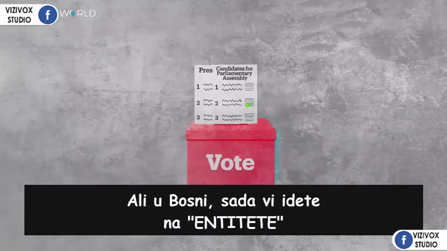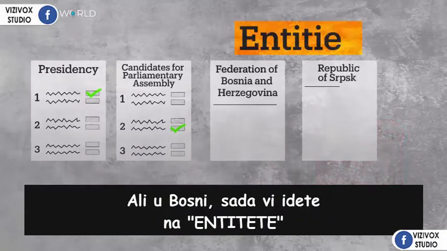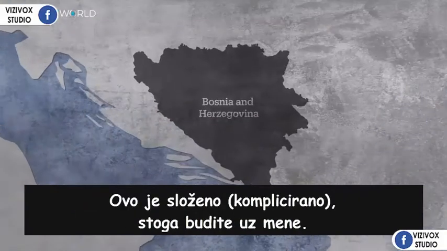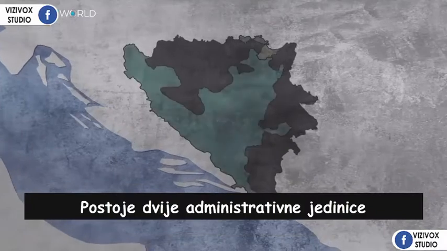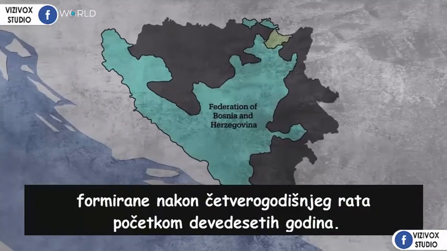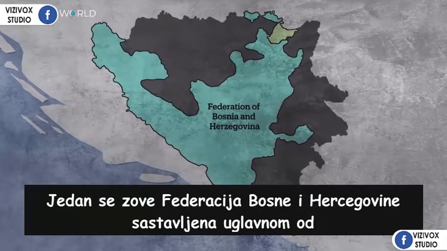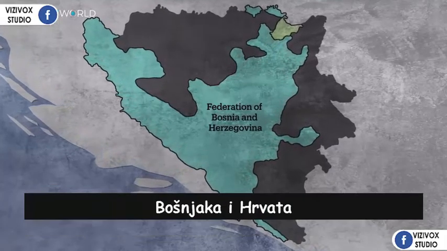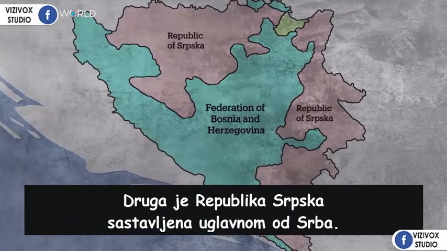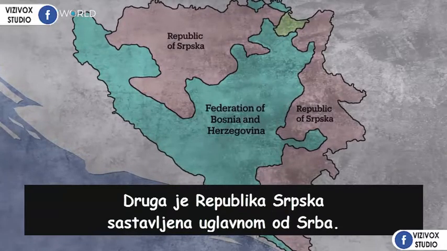But in Bosnia, now you're moving on to the entities. Entity is probably one of the most used words in the country. This is complicated, so bear with me. There are 2 administrative units formed after the 4-year war in the early 1990s. One is called the Federation of Bosnia and Herzegovina, made up mainly of Bosniaks and Croats. The other is the Republic of Srpska, made up mainly of Serbs.